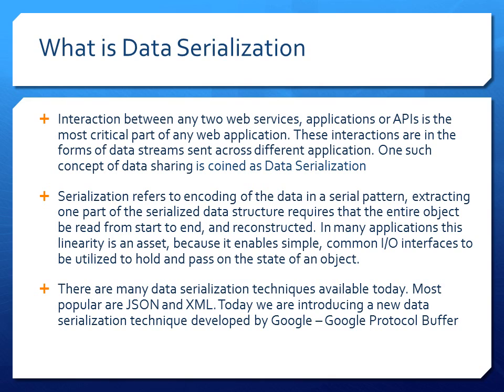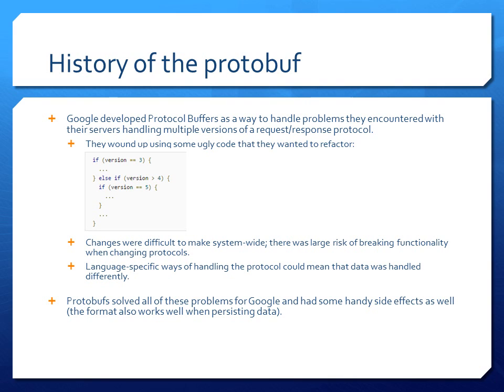And in many applications, the linearity here is an asset because it enables a simple, common I/O that can be utilized to hold and pass the state of an object. There are many data serialization techniques that are available today. Most popular are JSON and XML. Today we are going to be talking about a new technique, the protocol buffer, which we've kind of already introduced, but basically is an improvement on those previous formats.